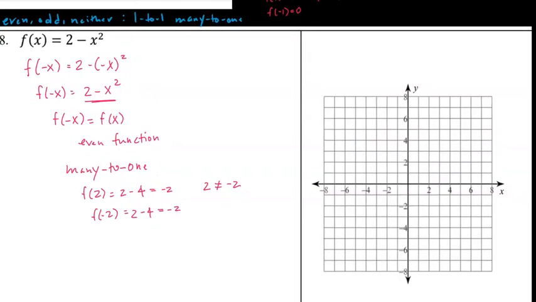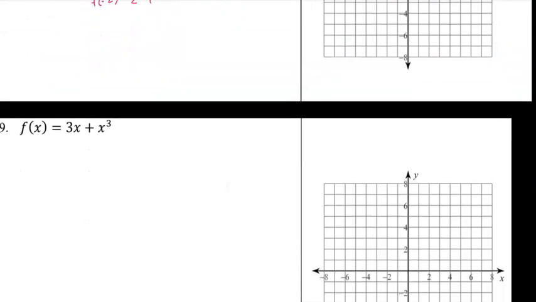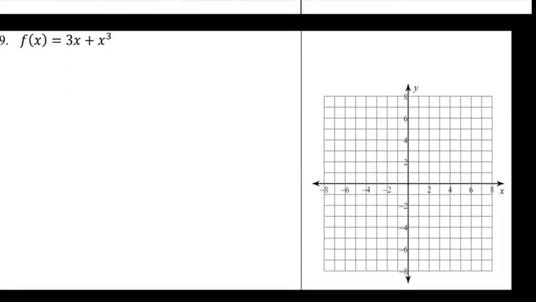Let's go ahead and graph it. So it reflected over the x-axis, just like that, and then it went up 2. And the x-intercepts are going to be plus or minus the square root of 2, so around 1.4 and negative 1.4, like that. Okay, good job. Next one. Okay, let's go ahead and prove.